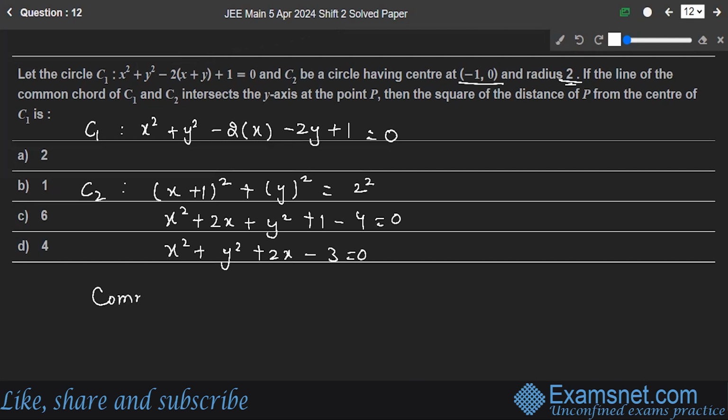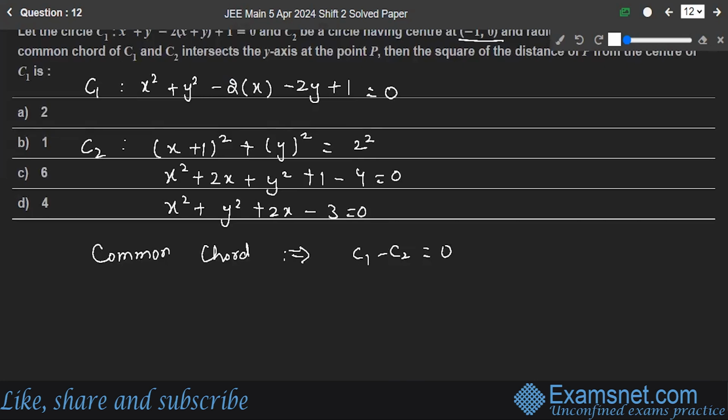Now, for the common chord, the equation will be given by C1 minus C2 is equal to 0. So the x square and y square will get cancelled, and you'll be left with minus 2x minus 2x minus 2y, and there is no y over here, and plus 1 plus 3.